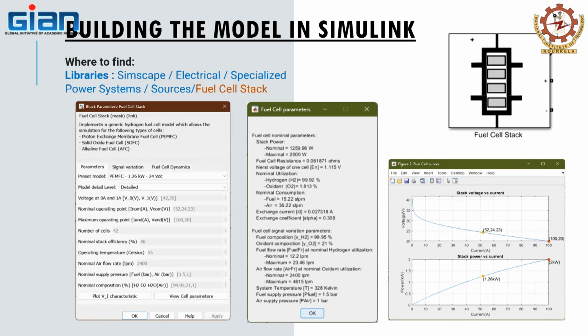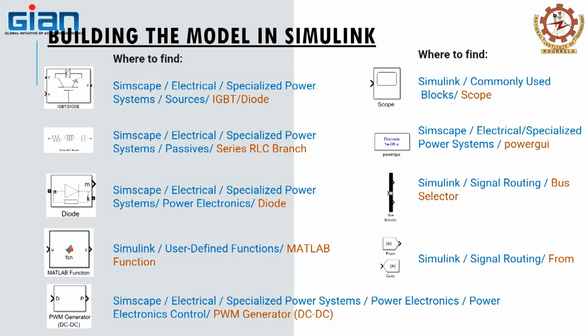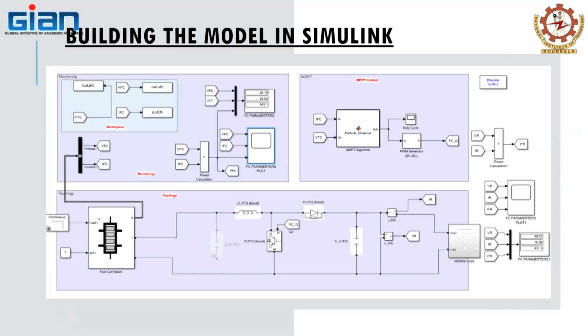Before going to the actual simulation, here is an overview of the components utilized in the fuel cell system. The main component of the fuel cell system is the fuel cell stack. This is the path I have given, which will directly go to the fuel cell. By following this path, we can directly add it to this model. These are also some other components that are used in the modeling. And this is the actual simulation model we have to build in MATLAB.